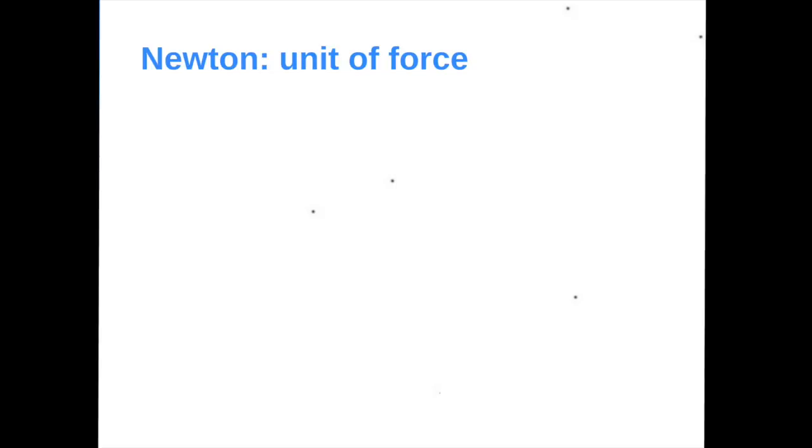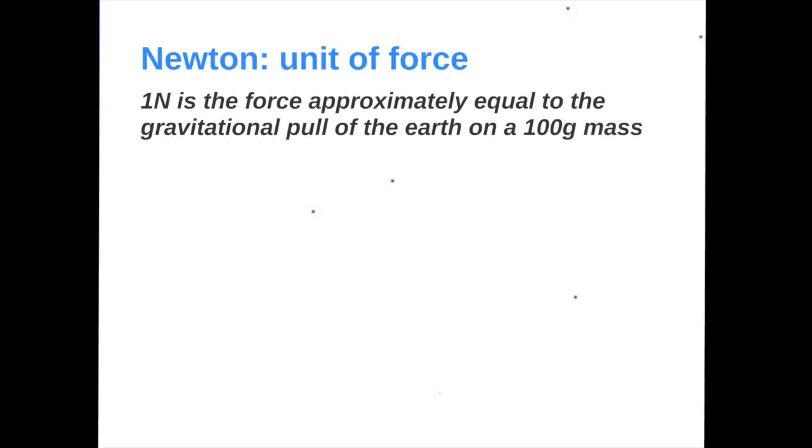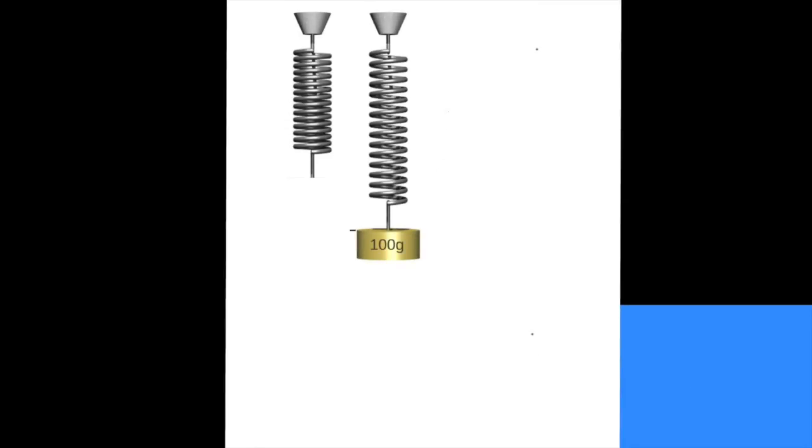For now, it's simply good enough to know that 1 Newton is the force approximately equal to the gravitational pull, or weight, of the Earth near its surface on a 100-gram mass. So if we hang a 100-gram mass from a spring, that's 1 Newton of force pulling on it. If that 1 Newton of force stretches this particular spring 1.5 centimeters, then we know that each additional Newton will stretch the spring another 1.5 centimeters.